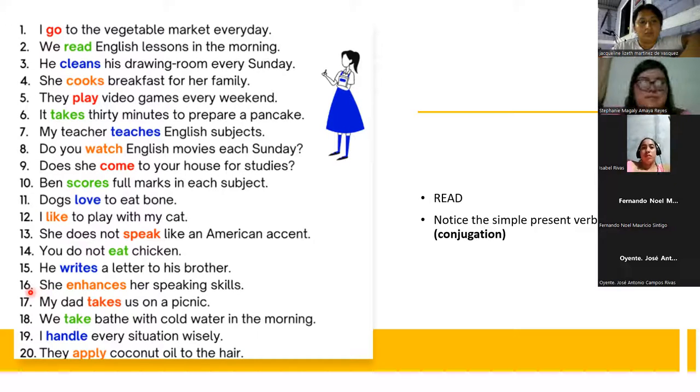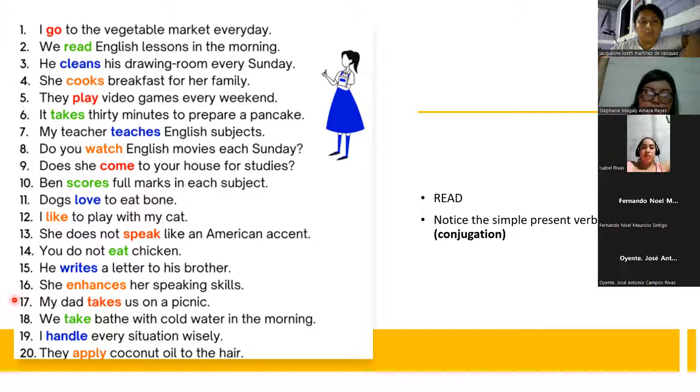Okay. 16. She enhances. ¿Está correcto? No. Aquí sería enhances. ¿Ya ves otra H? Enhances. She enhances her speaking skills. Great, Deborah. Number 17 to 20.